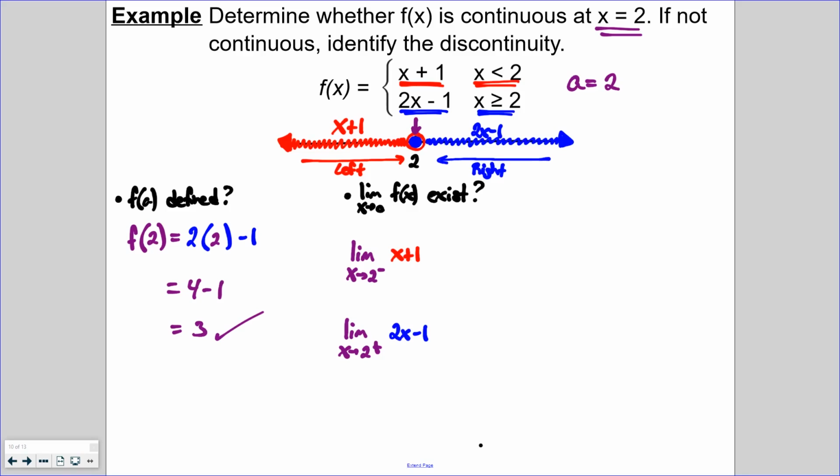Alright, then from here, x plus 1 and 2x minus 1 are both polynomials, so we can use direct substitution. So we're going to get 2 plus 1, which will be 3. And then the limit from the right is going to be 2 times 2 minus 1, which will also be 3. From here, we can see the limit from the left does equal the limit from the right. Those both meet at the same height, so therefore we can say the two-sided limit, which is the limit as x approaches 2 of f of x, does indeed exist, and it exists at 3.